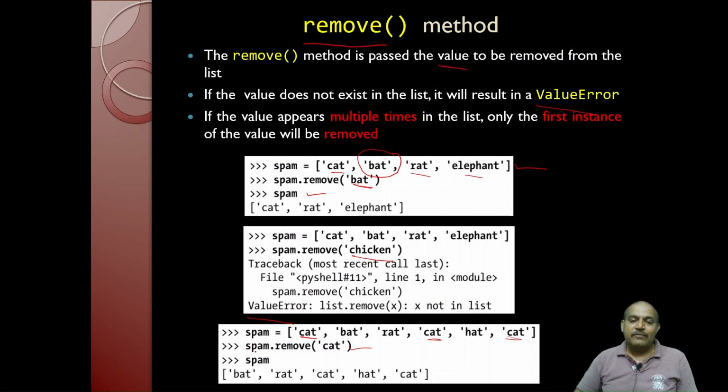Therefore, if I try to find out what spam is after removing, you can see that cat at the 0th index is removed, and you started with bat, rat, cat and hat. Here, after removing an element from the list, indexes are auto updated. So previously cat was at the 0th index, now bat becomes the 0th index and so on.